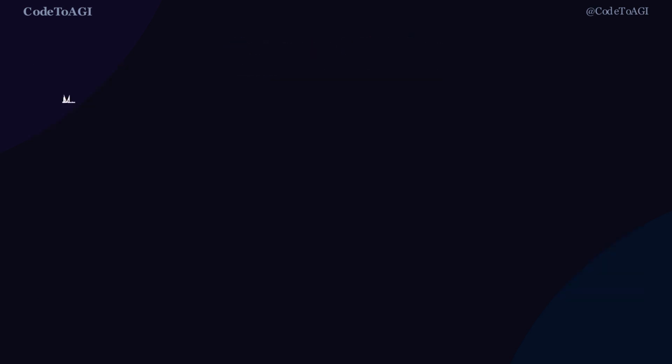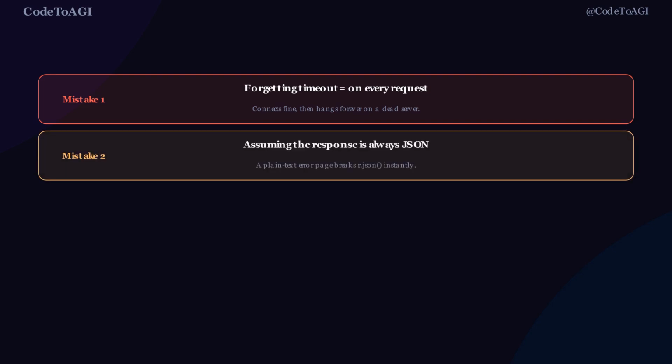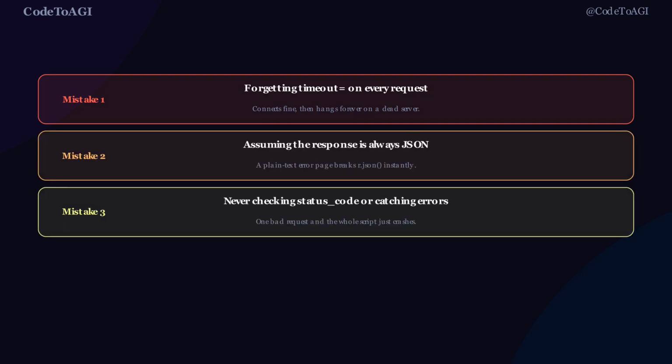3 mistakes that catch everyone the first time. Mistake 1, no timeout on requests.get. The script connects fine then hangs on a dead server forever. Always pass timeout equals 5 or 10. Mistake 2, assuming the response is always JSON. A plain text error page breaks .json() instantly. Check the content type or wrap .json() in a try block. Mistake 3, never checking status_code or catching errors. One bad request and the entire script crashes silently. Always check or always raise_for_status, no exceptions.